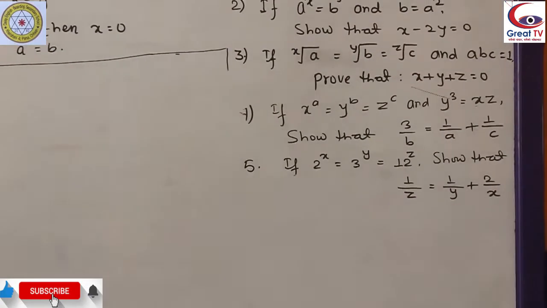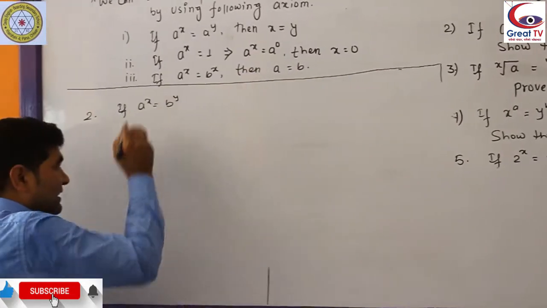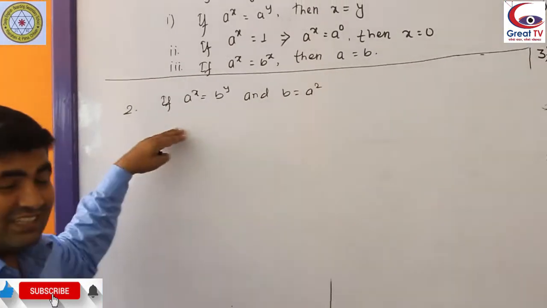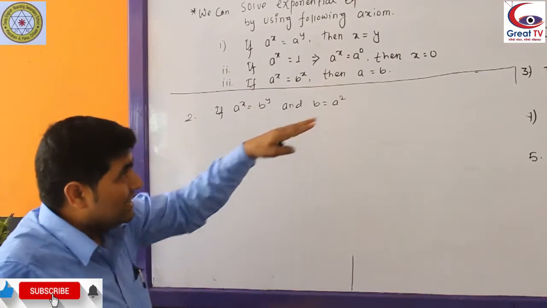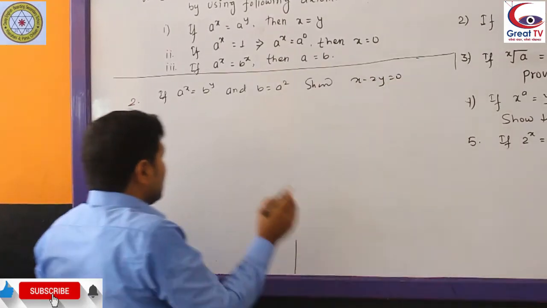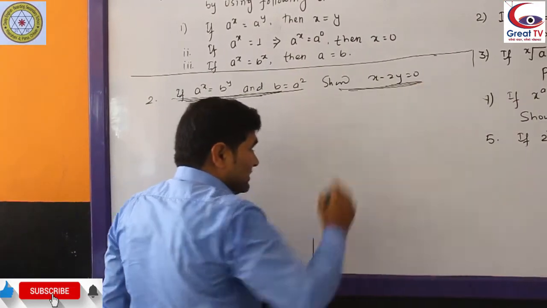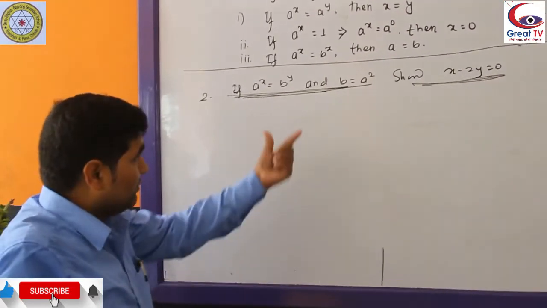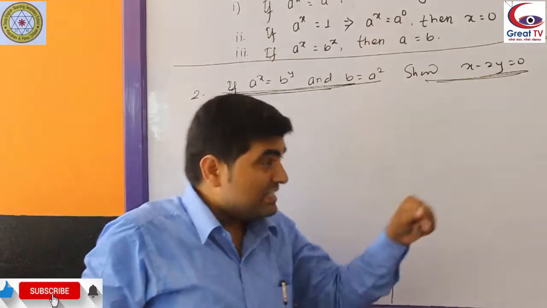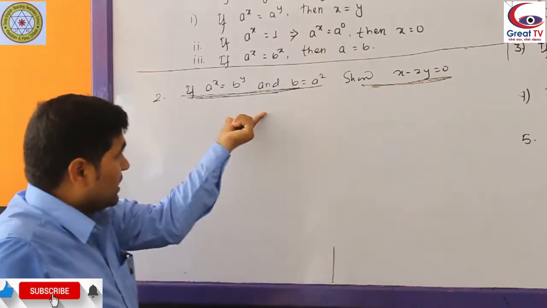Question number 2: if a power x equals b power y and b equals a square, this is the condition. By this condition, x minus 2y equals 0. This is the conditional part, this is the given part, and this is the proof part. It has two parts, so first we take this one and simplify. Our mission is to show that x minus 2y equals 0 by this condition.